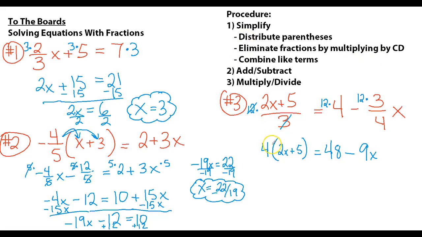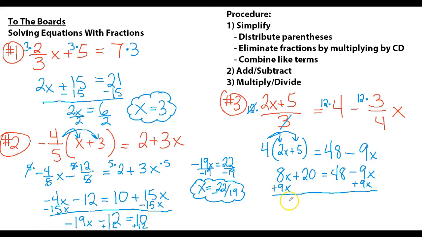Okay, great. Let's go back and distribute into parentheses. I ended up with a parenthesis here, so I'm going to take the 4 in. I get 8x plus 20 equals 48 minus 9x. Again, I did that by just distributing the 4 into the parentheses. Okay, good. No fractions. Combine like terms. We do have like terms. We've got to get our x's to the same side. I want to move them all to the left. So I'm going to do plus 9x to both sides. Excellent. 8x and 9x, that's 17x plus 20 equals 48.